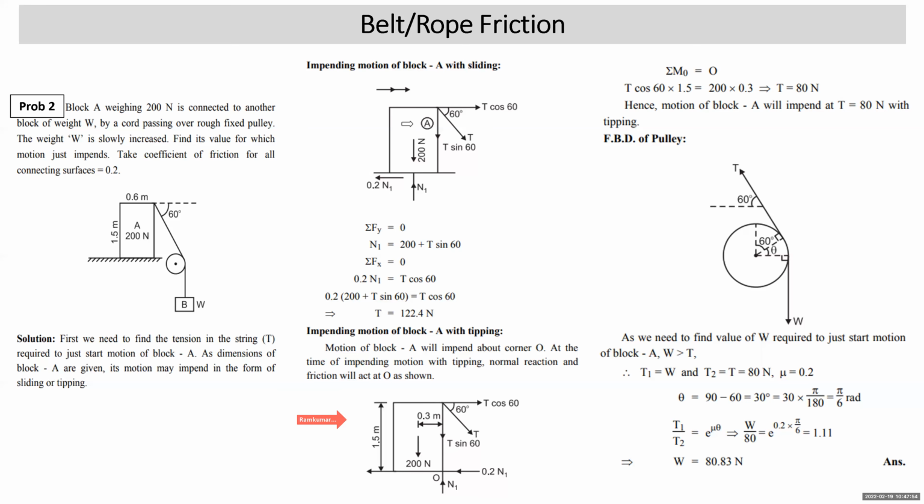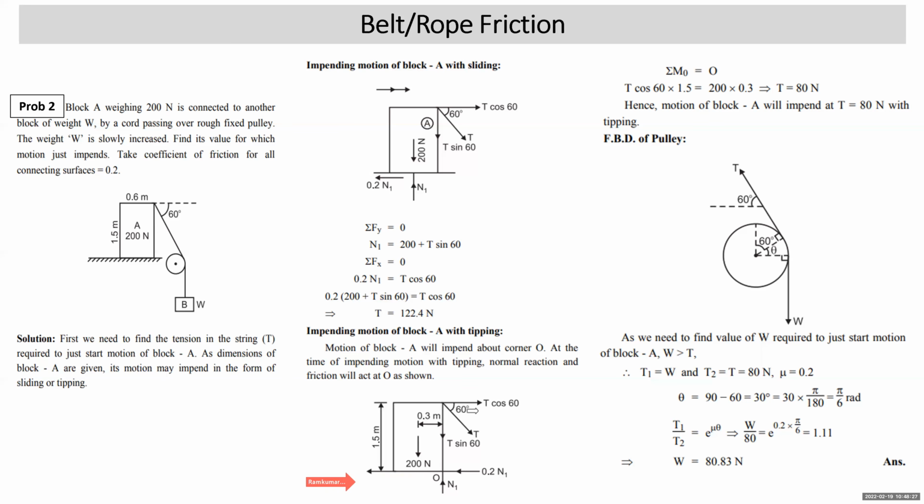Now, in case when we are considering impending motion with sliding, normal reaction and friction force are distributed over its base. Now, when you are considering FBD of the block at the instant of just tipping, the block will tip about this corner. When you are applying value of T required to just start the motion in the form of tipping, the block will tip about this point O. So normal reaction and friction force will act at this point only, because they will not be acting over this distributed surface. Is that understood to everybody?